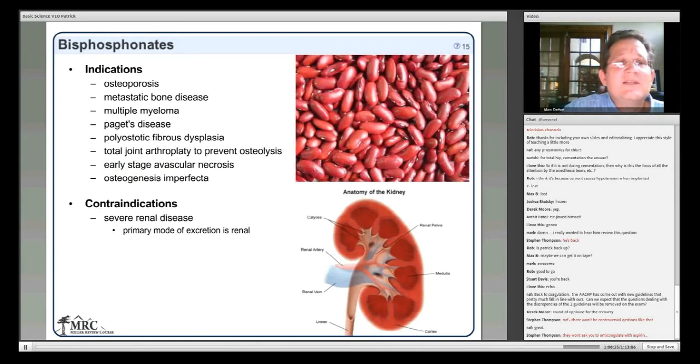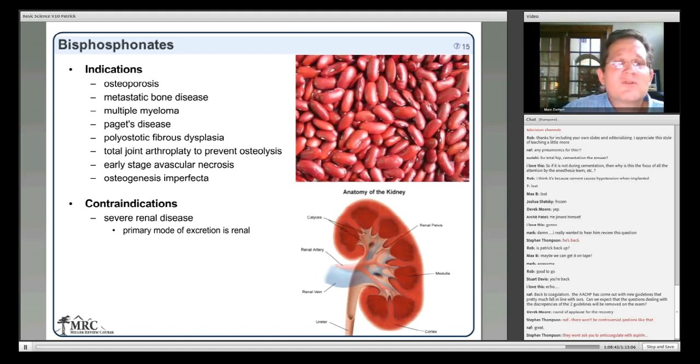The indications for bisphosphonates are osteoporosis, metabolic bone disease, multiple myeloma, Paget's disease, polyostotic fibrous dysplasia, and total joint arthroplasty to prevent osteolysis. It may help in the early stages of avascular necrosis and osteogenesis imperfecta.